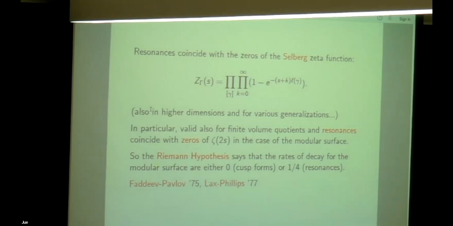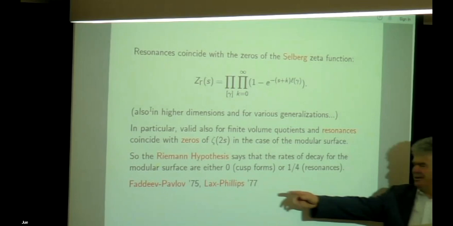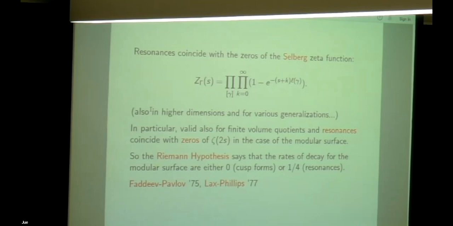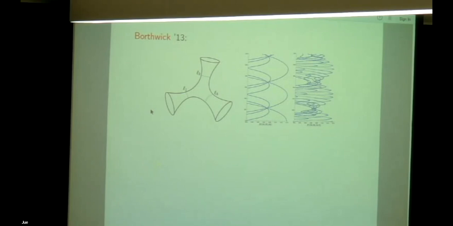And of course, this was emphasized as an analogy in the work of Lax and Phillips, who even had a chapter with the title, How Not to Prove the Riemann Hypothesis. And in fact, in the case of the zeta function, you probably know more about those resonances than you know about any other ones, except some simple situations. So here are just some examples of how these things look. They have a lot of interesting structure.